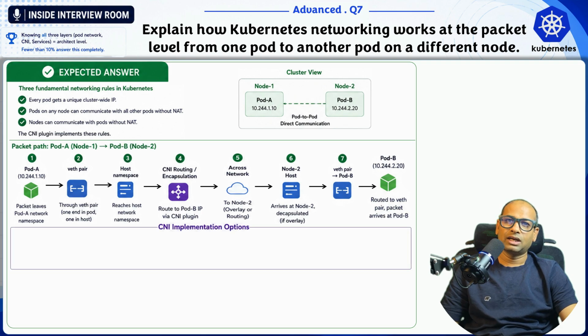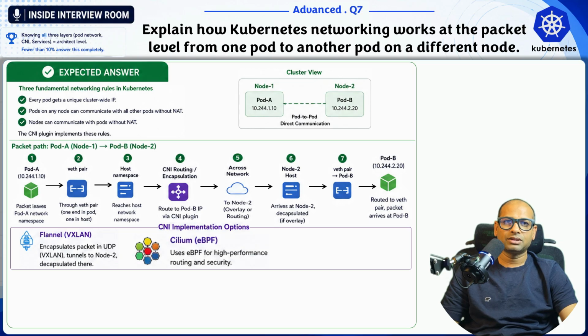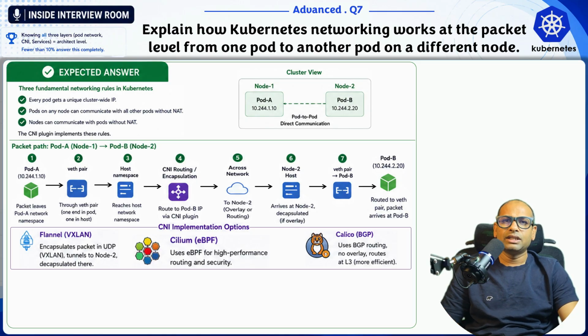CNI. Flannel with VXLAN wraps the packet in a UDP tunnel, ships it to node 2 and unwraps it there, but adds overhead and shrinks your MTU. Calico with BGP uses native layer 3 routing. No overlay, routes at L3, more efficient, but it needs a network fabric that supports it. And Cilium with eBPF does routing and security in the kernel data path, high performance and L7 visibility.